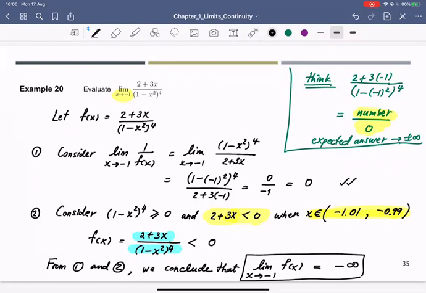Again, to show that the answer is plus or minus infinity, you need two things. Show that the limit of 1 over f(x) is 0. Next, show that f(x) is positive or negative when x gets close to that number. You can pick whatever you want in the box, but just pick one that is close to negative 1.